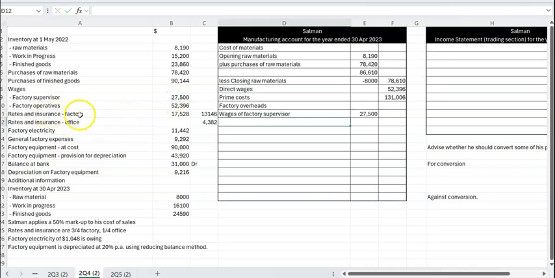And follow them through. We've got the rates and insurance to the factory. So write that one in. If I'm going too fast, make sure you press pause and catch up. And just with this one, make sure we use this figure, not the full one, because we spread that out. Factory electricity.